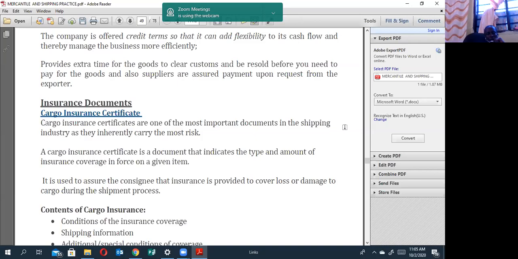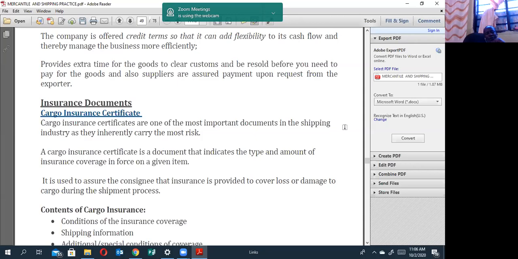So we have various instruments or various clauses within the insurance. And the first one we want to see is the certificate, the cargo insurance certificate. Now, this is one of the key documents in shipping, since they carry the most risk.